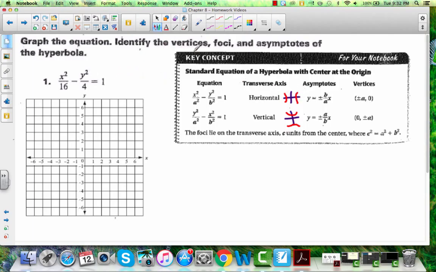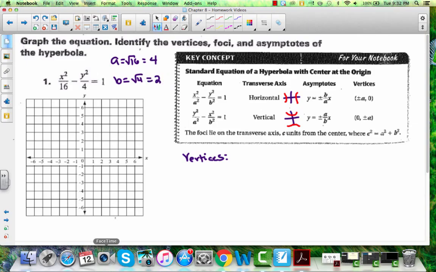So let's start by identifying our vertices. In order to identify the vertices, we need to know what our a and b are. So let's go ahead and look at our a and b. Our a squared is under x. So to figure out a, we just take the square root of a squared. The square root of 16 is 4. To figure out my b, I take the square root of the number under y squared. The square root of 4 is 2.